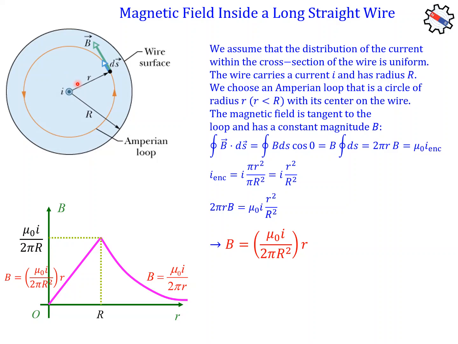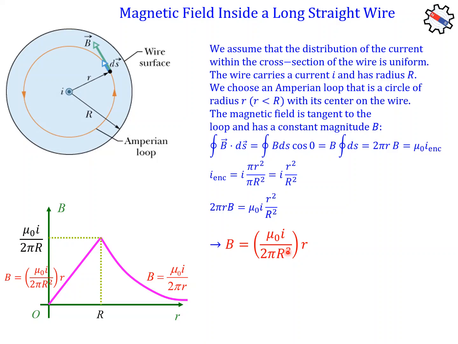But what is the enclosed current? That's the thing that's different here. It's not a constant. The enclosed current is going to be the total current times the ratio of areas, the enclosed area over the total area. And that's for a constant current density over the wire. So it's going to be this for the enclosed current. So we can replace enclosed current with this. There we have it. And rearrange for B, and we get this.